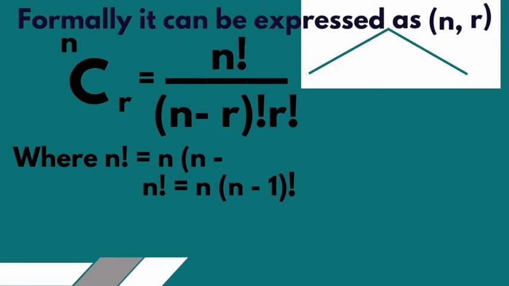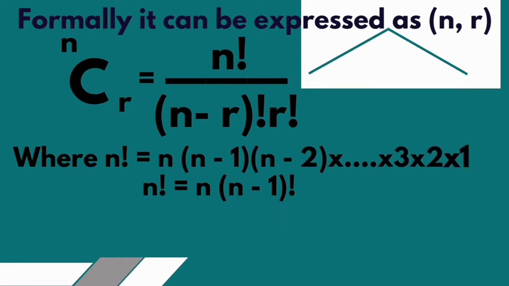Formally, combination can be expressed as nCr, or n combination r, which is given as n factorial over n minus r factorial times r factorial, where n factorial is equal to n multiplied by n minus 1, and this reduces by 1. Therefore, n factorial is equal to n multiplied by n minus 1 factorial.